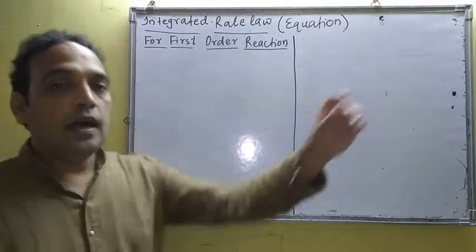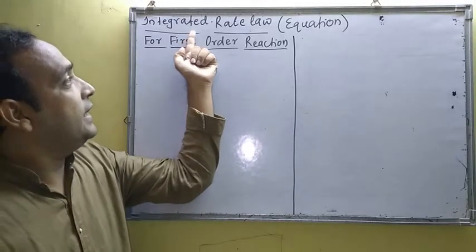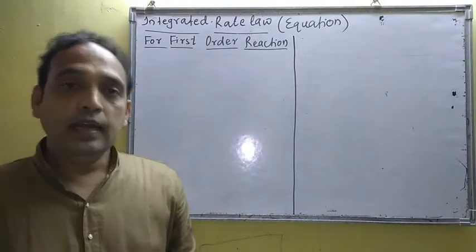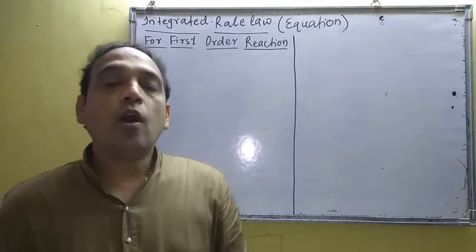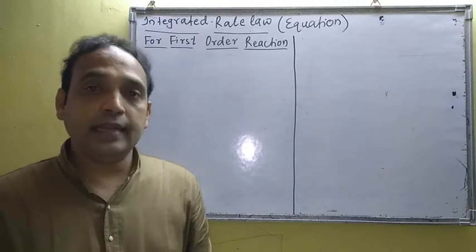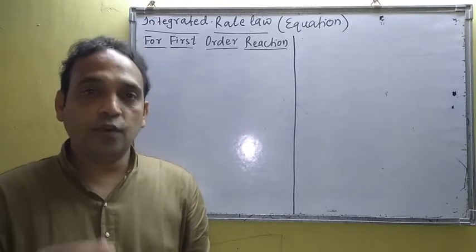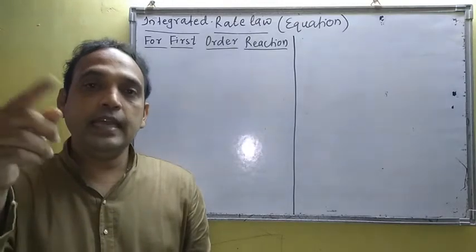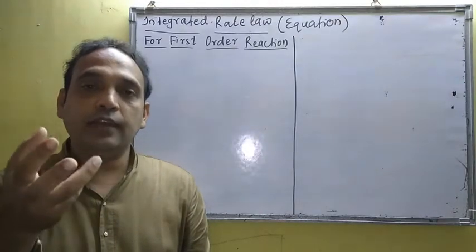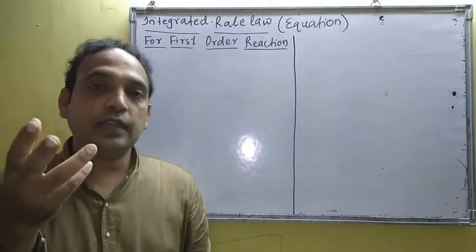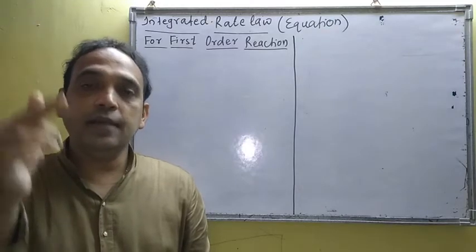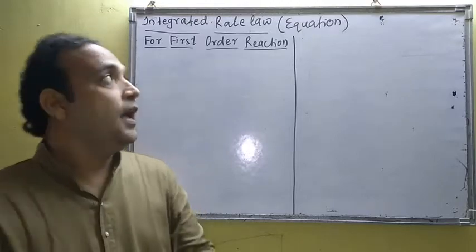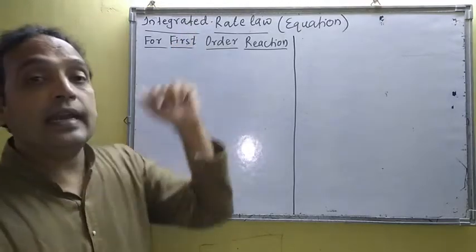Now students, our today's point is the integrated rate law equation for a first order reaction. Now, how to write instantaneous rate? We have discussed it in the form of a differential with respect to time. Suppose A is the initial concentration of reactant. So the differential expression we can write here is minus dA by dt. That is instantaneous rate.